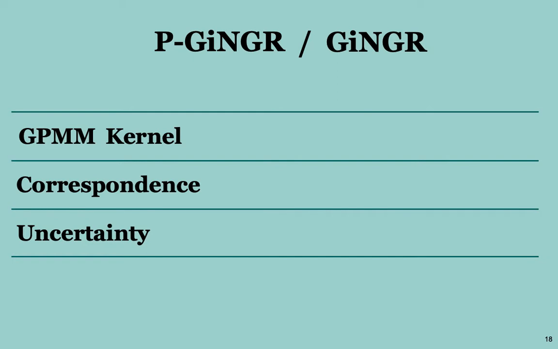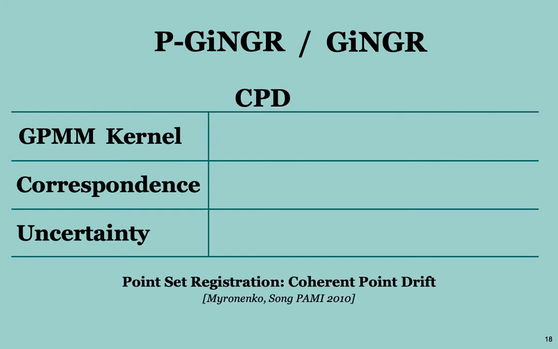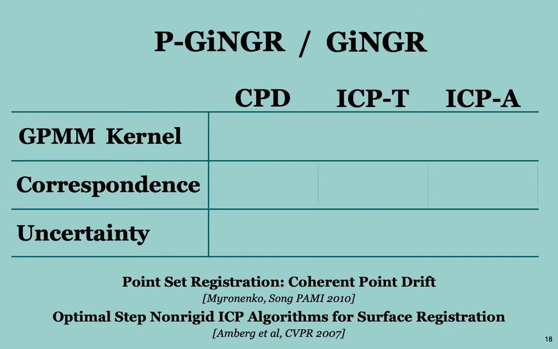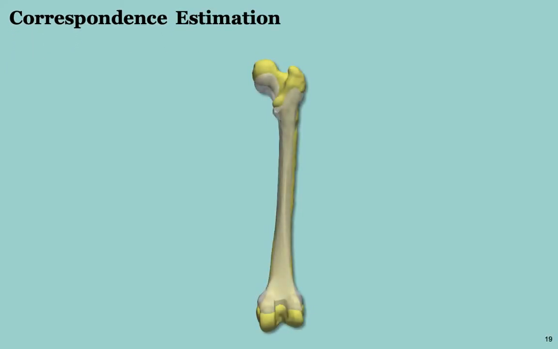Here we'll just look at three different methods. The first one being coherent point drift, and then we'll look at two different ICP methods from the optimal step paper under our Ginger framework. Our goal now is, in other words, to fill out the empty cells in this table. We'll do so by starting out with the correspondence estimation function.